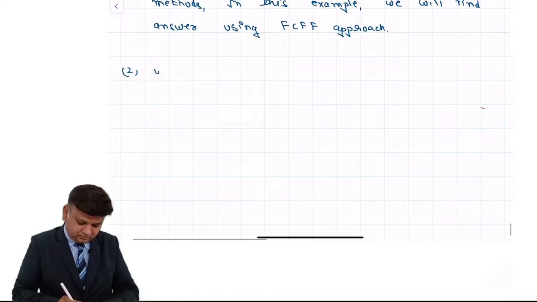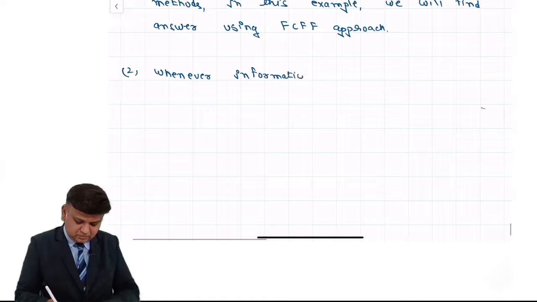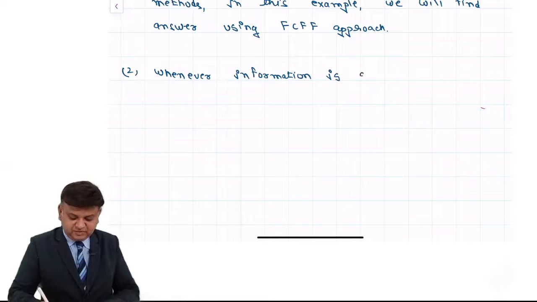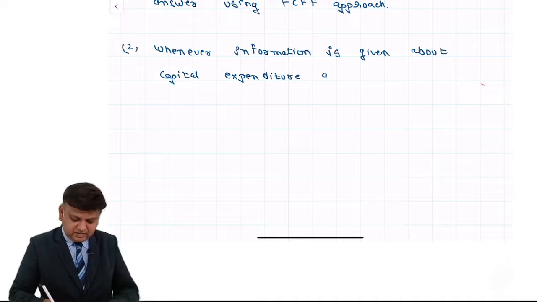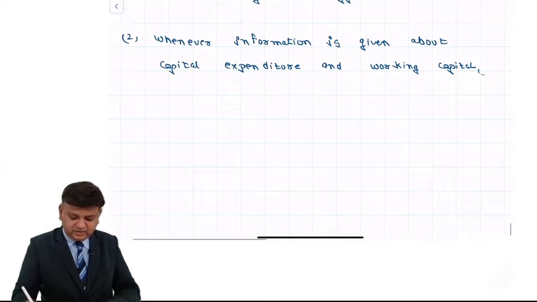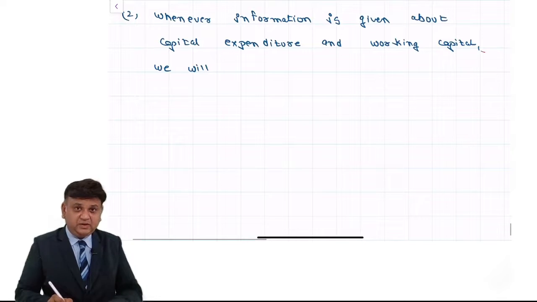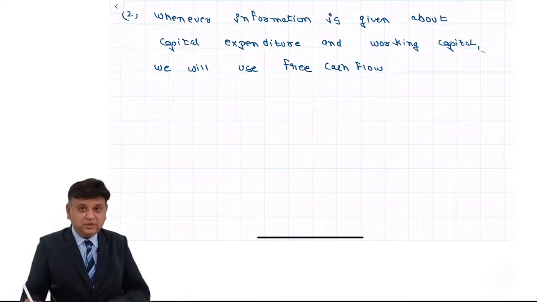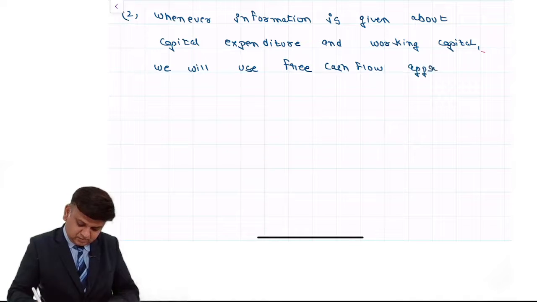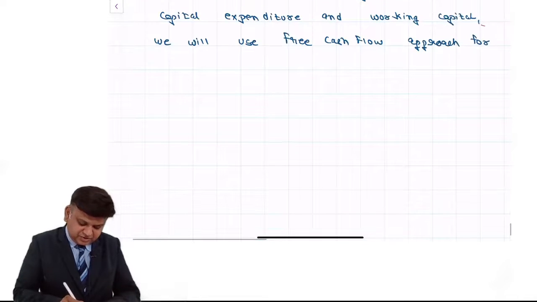Second point, whenever information is given about capital expenditure and working capital, comma, we will use free cash flow approach for decision making, for valuation.